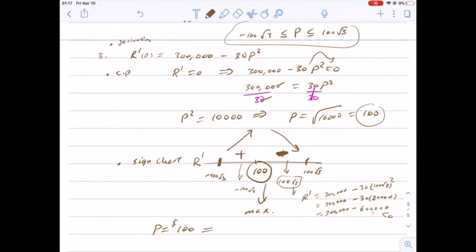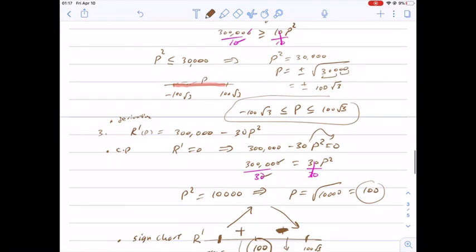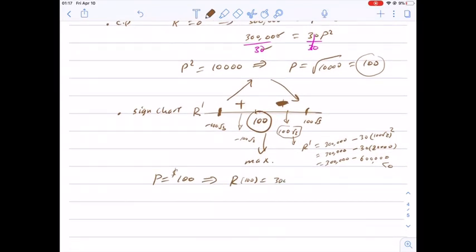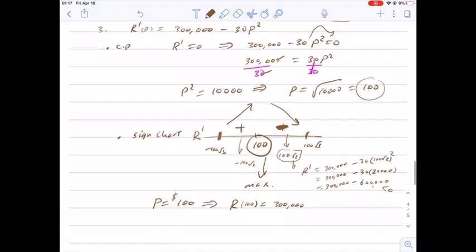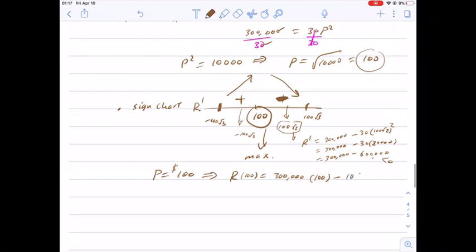So when P, the price, is $100, then we get revenue equals 300,000 times 100 minus 10 P cubed. So I should write 10 times 100 cubed. Then using the calculator you can find that this is 20 million. So this is the revenue obtained when the price is $100.